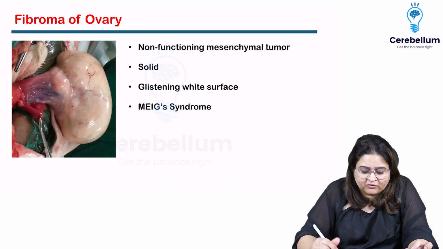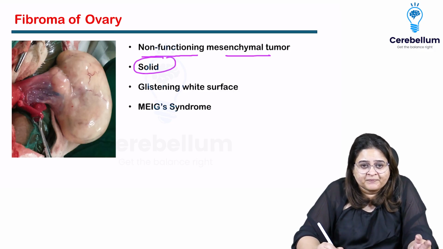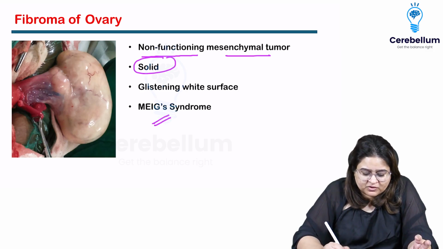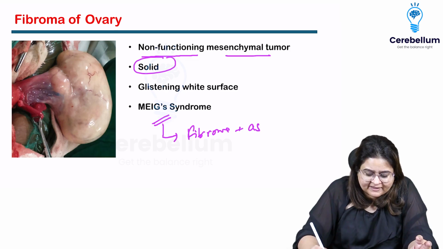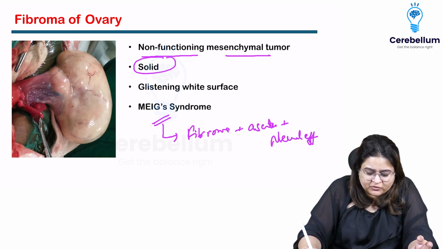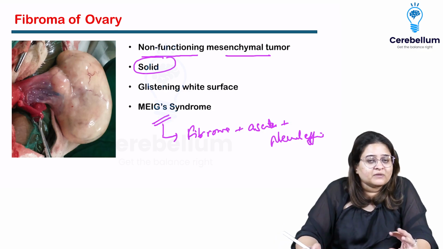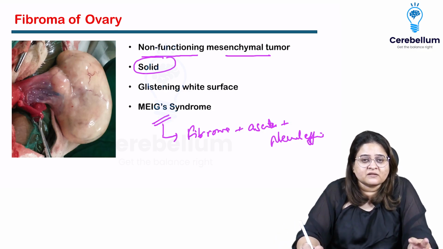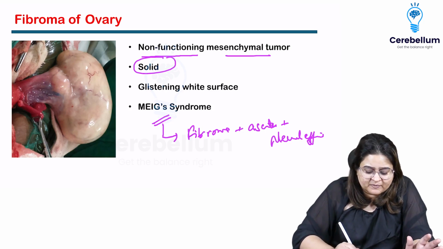What is a fibroma? Ovarian fibroma is a non-functioning mesenchymal tumor. It is a solid grayish-white tumor, and it typically causes what is called the Meigs syndrome. Meigs syndrome is a fibroma plus ascites plus pleural effusion. Okay, so you have peritoneal irritation causing ascites and pleural effusion. This is not a malignant ascites. It's not a malignant effusion, but it is seen in a benign tumor called fibroma. This is called as Meigs syndrome.